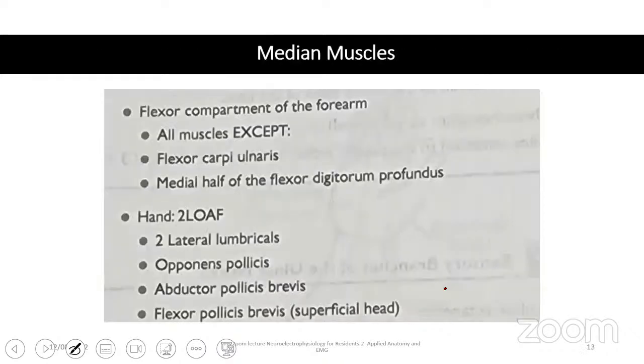I'm asked what are the median muscles which are important. All muscles except these two in the forearm, that is flexor carpi ulnaris and the medial half of the flexor digitorum profundus, which are ulnar nerve supplied, and hand muscles. These are the lateral lumbricals, opponens pollicis, abductor pollicis brevis, flexor pollicis brevis, superficial head. These are all median innervated muscles which you should know.